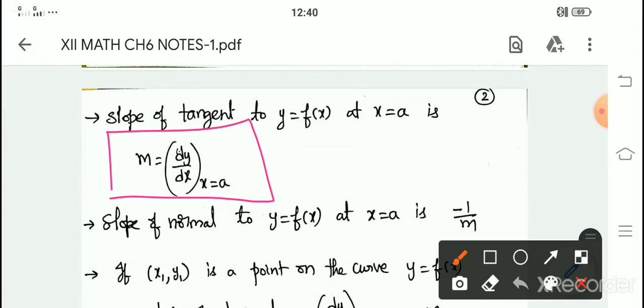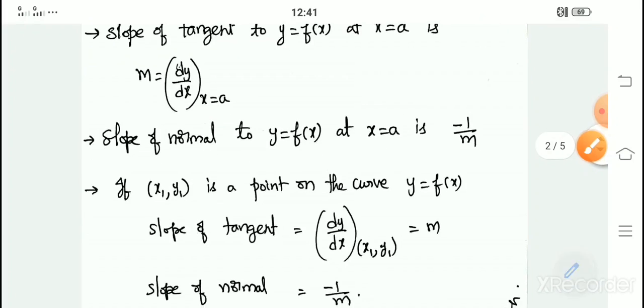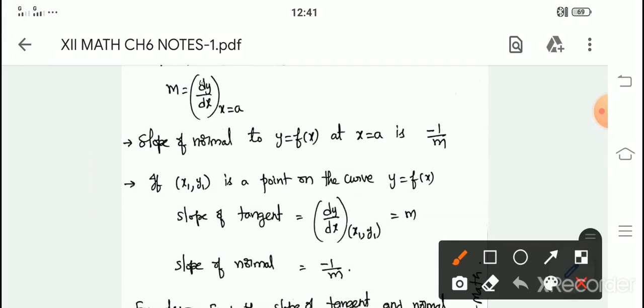So first find dy by dx from this, then in that put the x value equal to a. Sometimes, here I have given one more definition, you see this one. Sometimes both x and y will be involved. That time also you find dy by dx, and that time both the x1 and y1 values you will have to substitute.